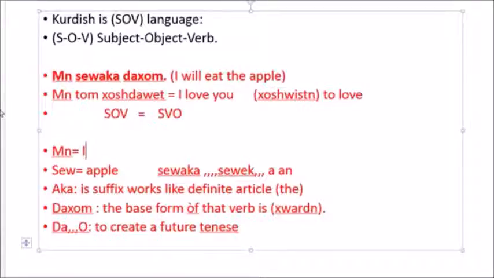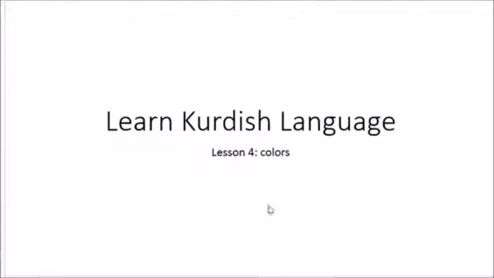For the next lesson, which is lesson 4, I will talk about the colors in the Kurdish language in the Sorani accent.